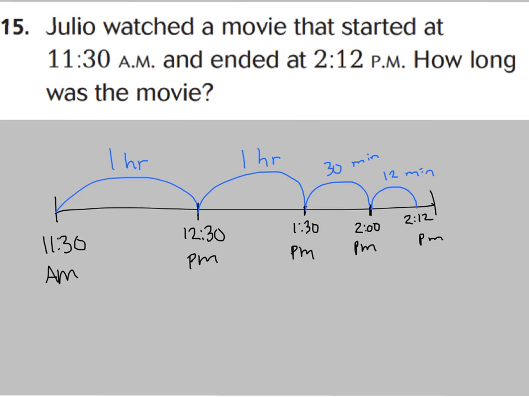So if I were to add this up, I would have 1 hour plus 1 hour would equal 2 whole hours. And then let's add up our minutes. 30 plus 12 would be a total of 42 minutes. So the movie lasted 2 hours and 42 minutes.